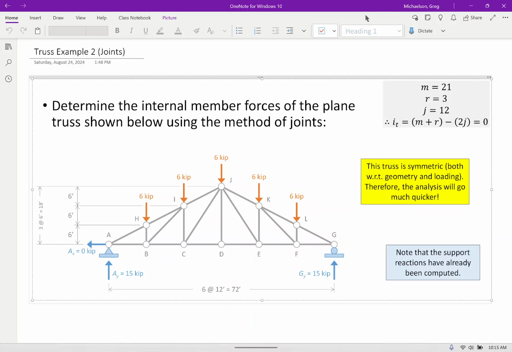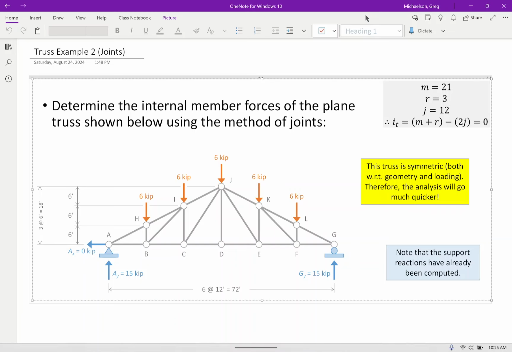So everybody good on the internal indeterminacy? I don't have any real direct examples on that, but I do have a couple of homework problems where I'm giving you some trusses and saying, okay, do me a favor and tell me what the classification is. But again, I'm not trying to trick you. It's a pretty straightforward calculation. Everybody good on that? Okay, all right.